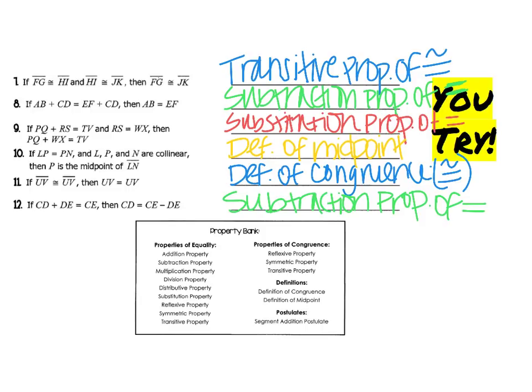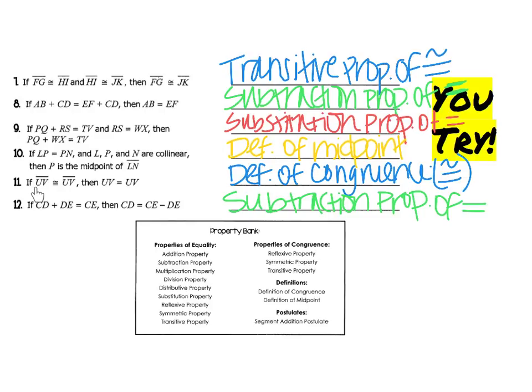All right. Then number 10, if LP equals PN, and L, P, and N are collinear, so they're all on the same line, then P is the midpoint of LN. This is the definition of a midpoint. So our reason is just definition of midpoint. Keyword there is midpoint. Kind of gives it away.